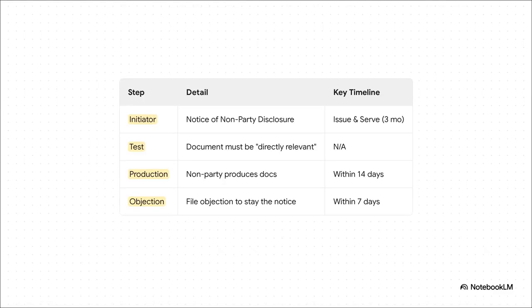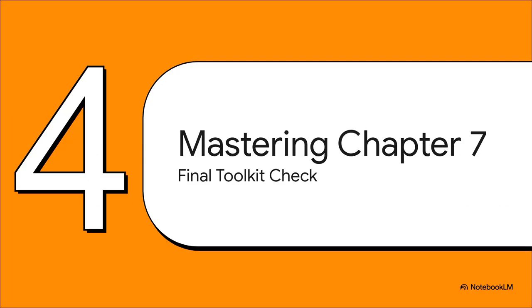Okay, so what happens when a crucial document is being held by an outsider, say a bank or an accountant? That's when you pull out your non-party disclosure tool, which is in Part 3. The process is all laid out here. You issue and serve a Form 21 notice, and you've got to do it within 3 months. Notice the test is exactly the same, directly relevant. The non-party then gets 14 days to produce the documents, but here's the critical bit for your exam. They only have 7 days to object, and if they object, the whole process is put on hold. Those are tight deadlines.